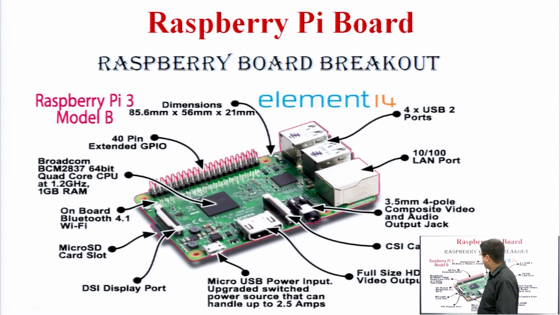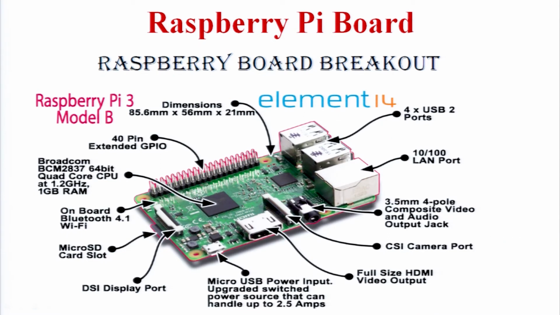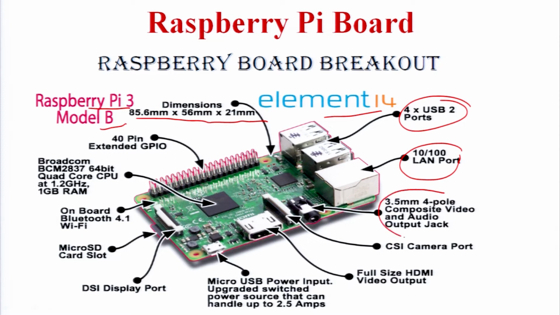After that, this is the Raspberry Pi board. Here in this board you can see many things. The name of the board is Raspberry Pi 3 Model B. It has dimensions of 85.6 millimeter by 56 millimeter by 21 millimeter. It has 4 USB ports and a 10/100 LAN port. It has a 3.5 mm video and audio jack, like our mobile phone. We have the same 3.5 mm jack.